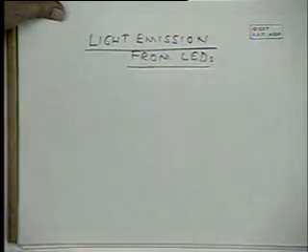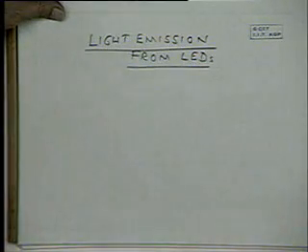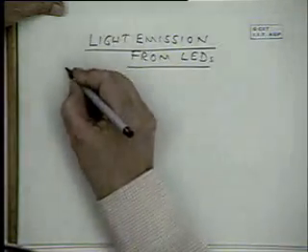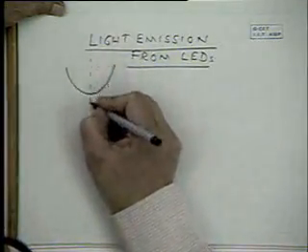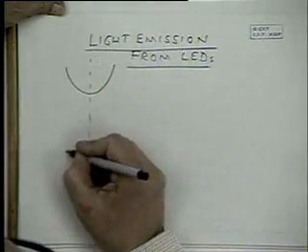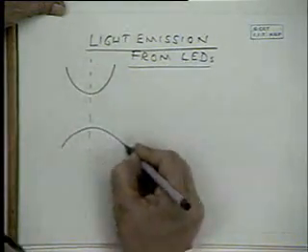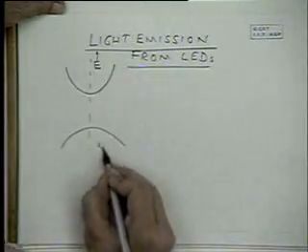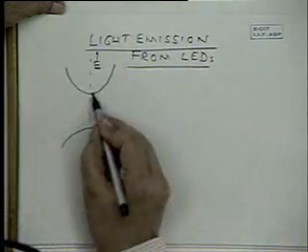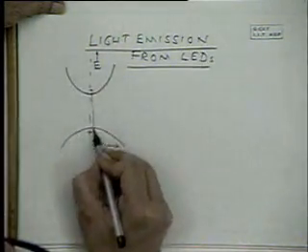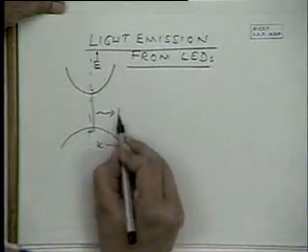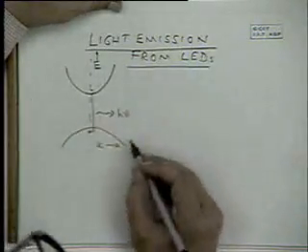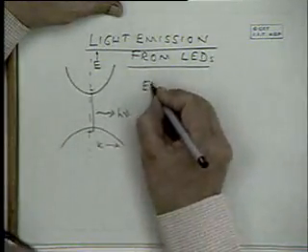We want to find out the transition probability, the recombination rate, for a direct bandgap semiconductor. That is the conduction band, that is the valence band. This is E, this is K. Electrons and holes recombine, giving light h nu. We are assuming that this is band to band.